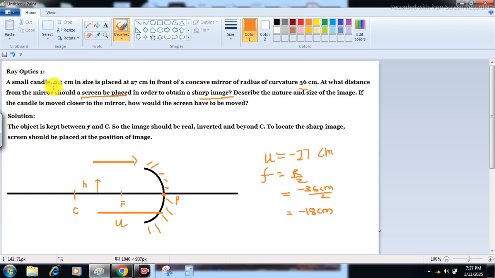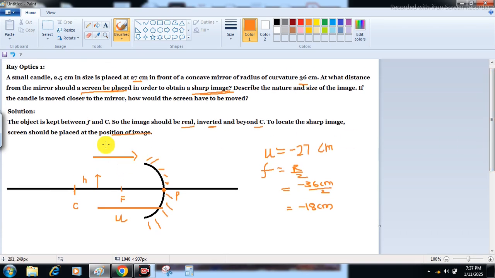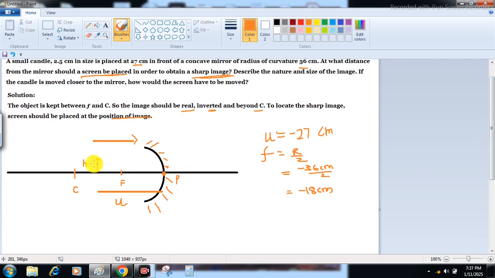Since the object is placed in between the center of curvature and the focal point, the image is real and inverted, and the image is formed beyond C, in this location. So the screen should be placed at the position of the image, then we can get a sharp image on the screen. We can know the location of the image by solving this problem using a mirror equation or a ray diagram.